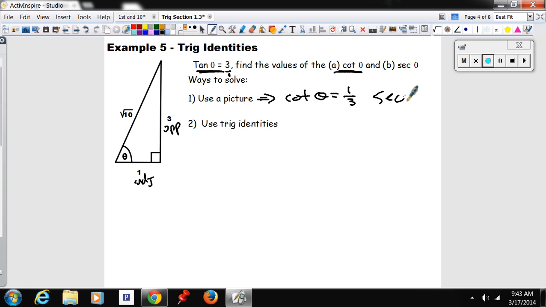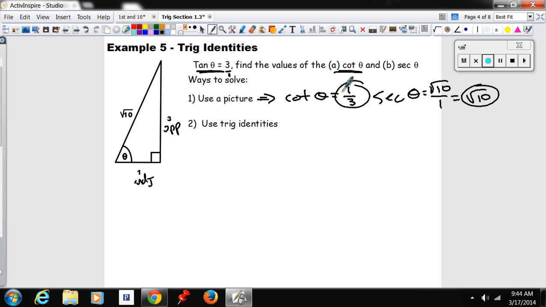Now, what is the secant of theta? What is the secant the reciprocal of? Secant and cosine are reciprocal. Cosine of this angle would be adjacent 1 over the radical 10, right? It would be adjacent over hypotenuse. We want hypotenuse over adjacent. We want the radical 10 over the 1. So secant is going to be radical 10 over 1, which is just radical 10. So there's my cotangent and my secant by using the picture.